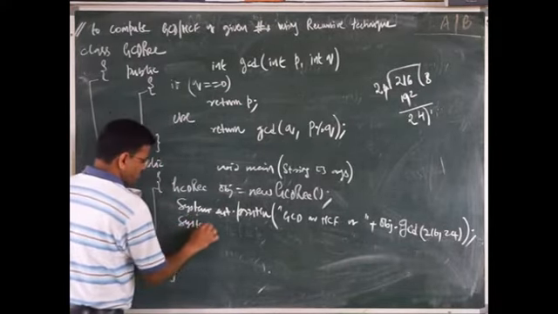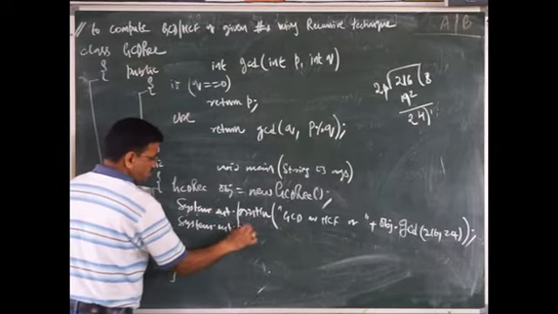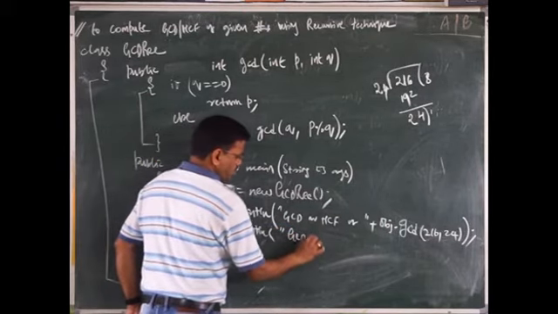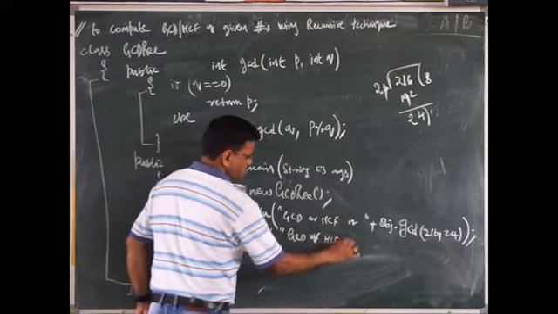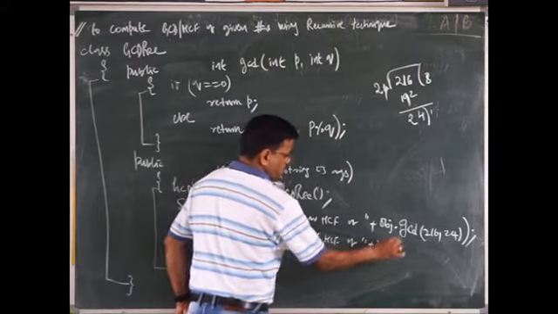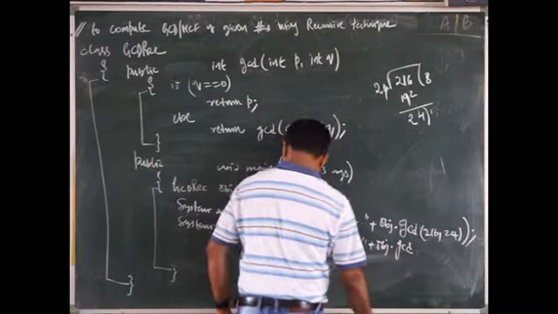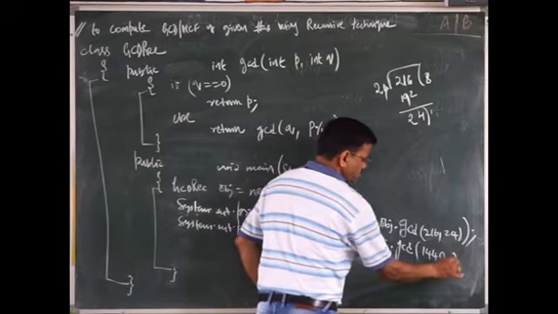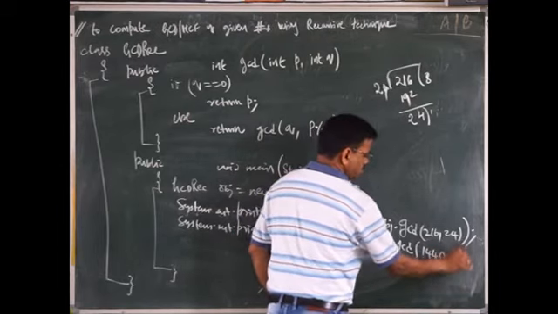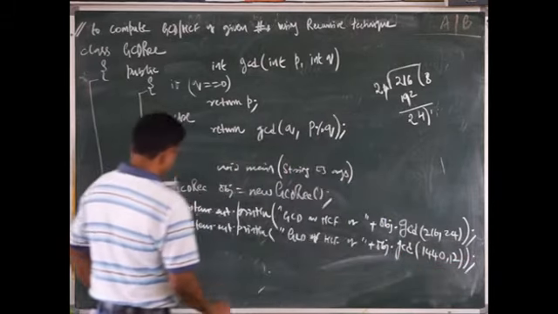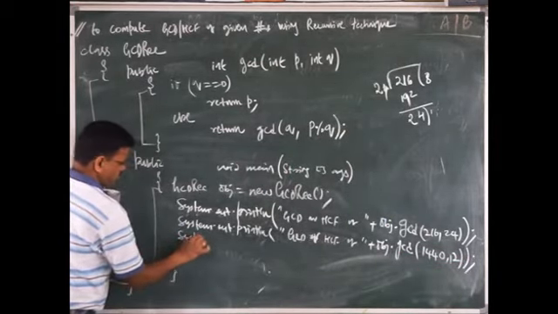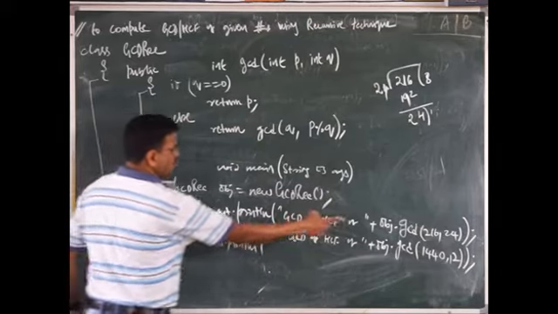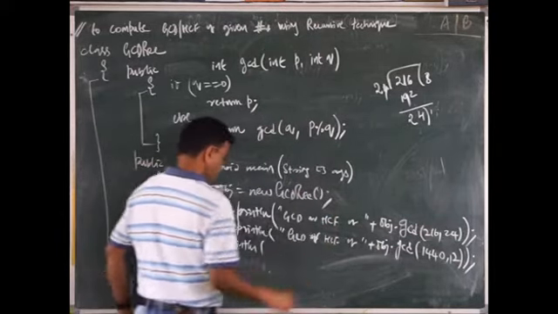System dot out dot println, what do you get? GCD or HCF of what value do we want to give? Let's say 1440. You can use some other set of values. System dot out dot println, two values will be substituted, and whatever may be the return will be displayed.